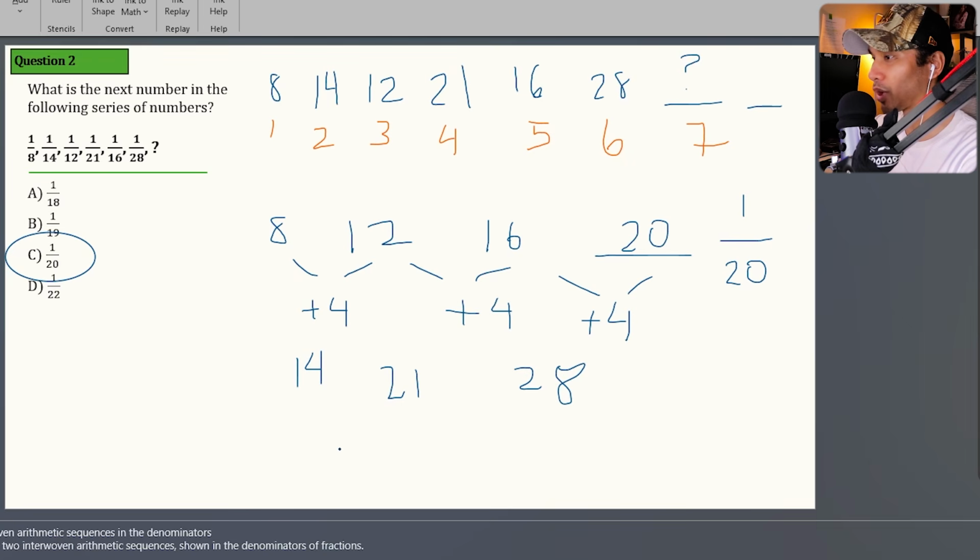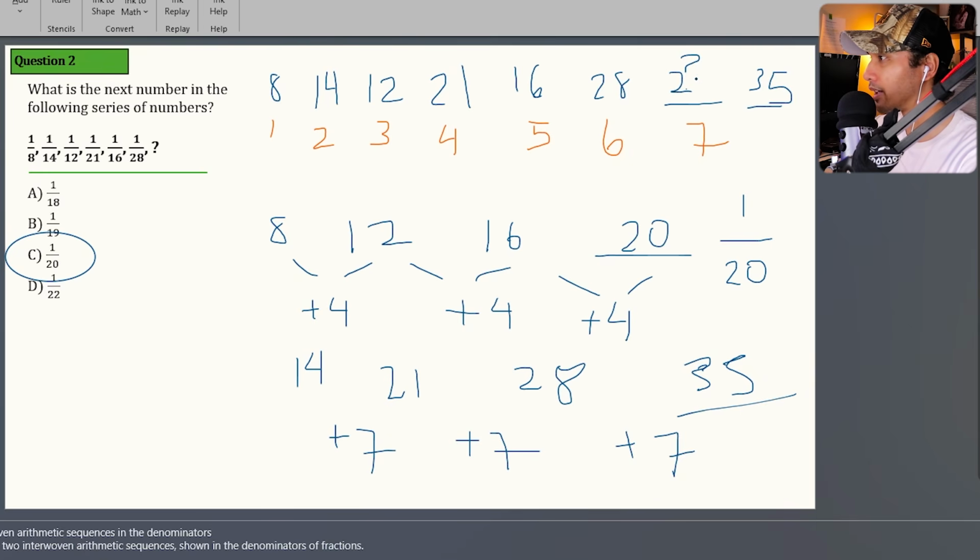So 14 to 21, that's plus 7. And this one's plus 7 again. And then we have 35 as the 8th term. But that doesn't matter, okay? What matters is the next number in the series, which is 1 over 20. I'm going to box that up for you guys. And let's see if this is in fact the right answer.